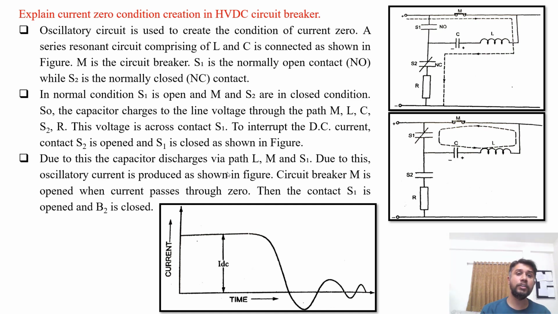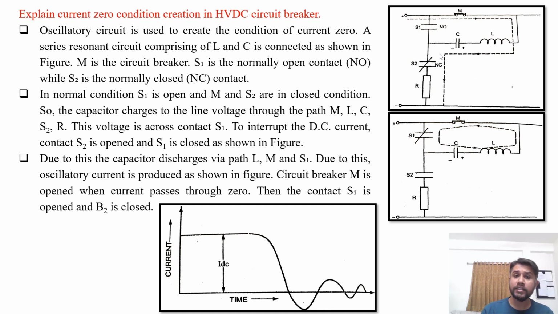Explain current zero condition creation in HVDC circuit breaker. So in case of HVDC circuit breaker, you can visualize the bipolar transmission line here connected, as one is positive and one is negative. The polarity is marked in the figure. You can visualize here, it is positive and here it is negative. This is the main circuit breaker M. It is closed in the positive pole, and as in the DC circuit breaker, the positive and negative poles or polarity is marked.